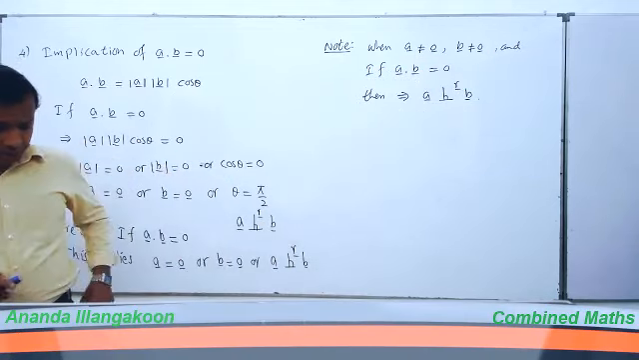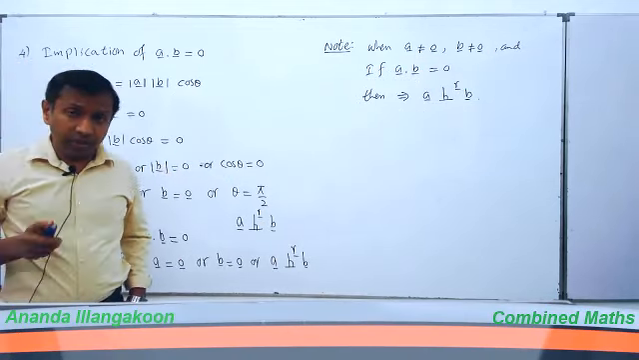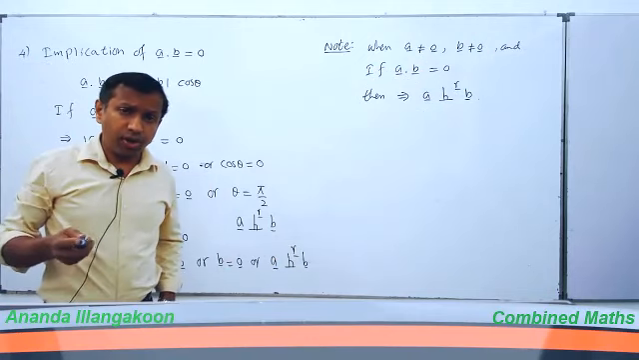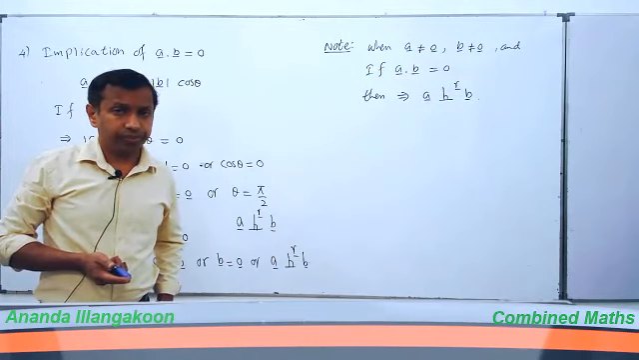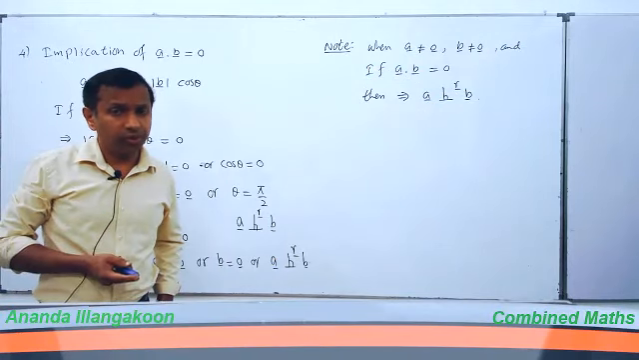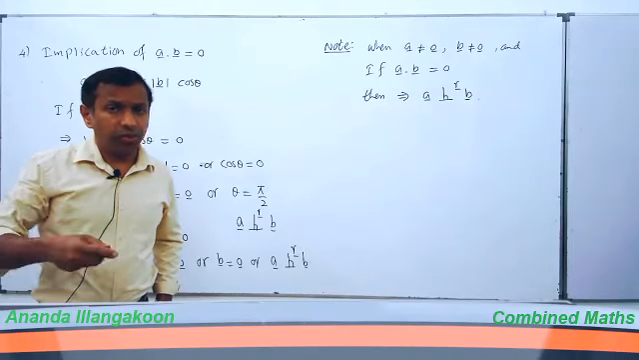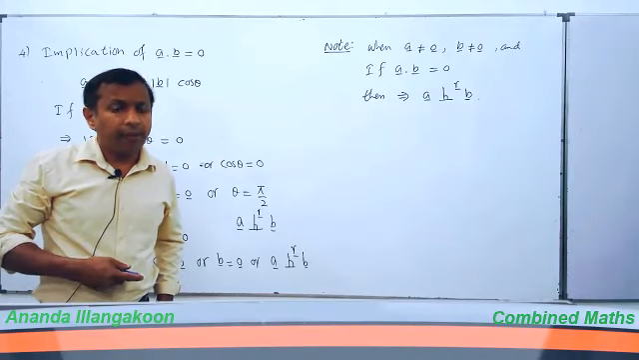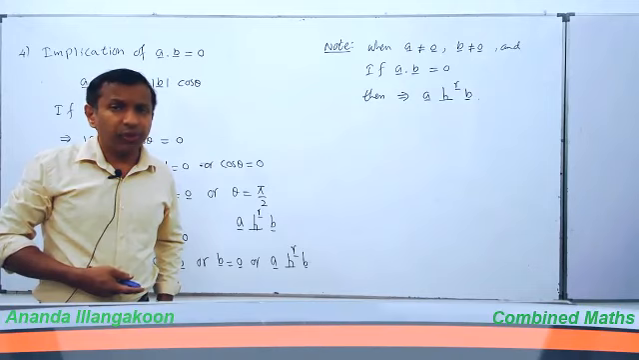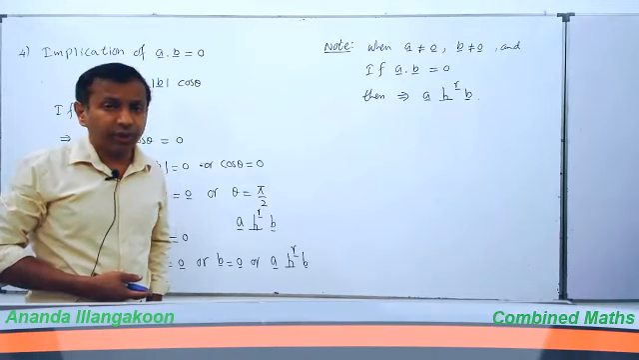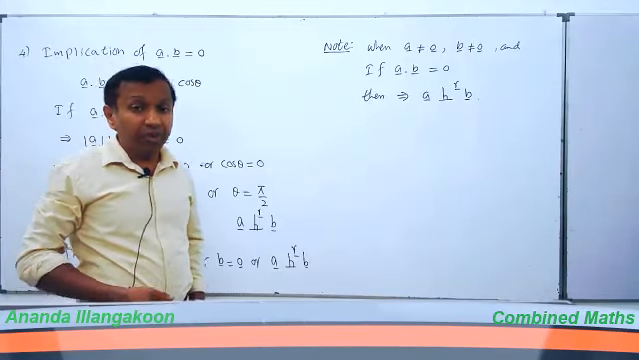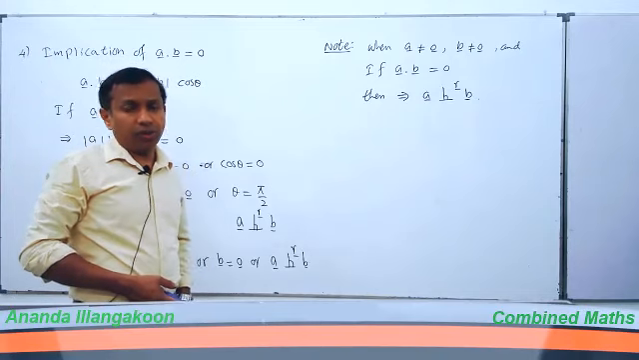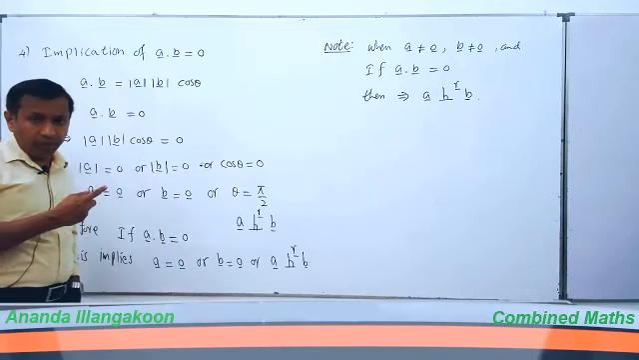Correct now, people? A vector, B vector, the two vectors are not null vectors. But A dot B is equal to 0. Then that A dot B becomes 0 should occur only when this A is perpendicular to B. Otherwise, no chance of A dot B equals 0 can occur. Right. Write down that note also.